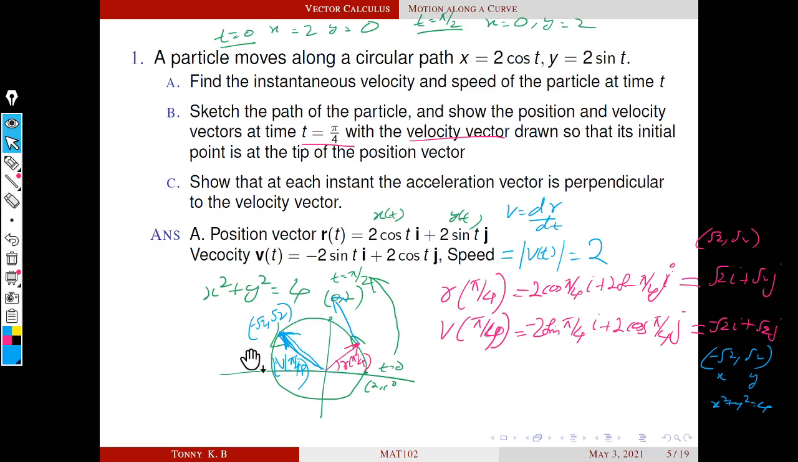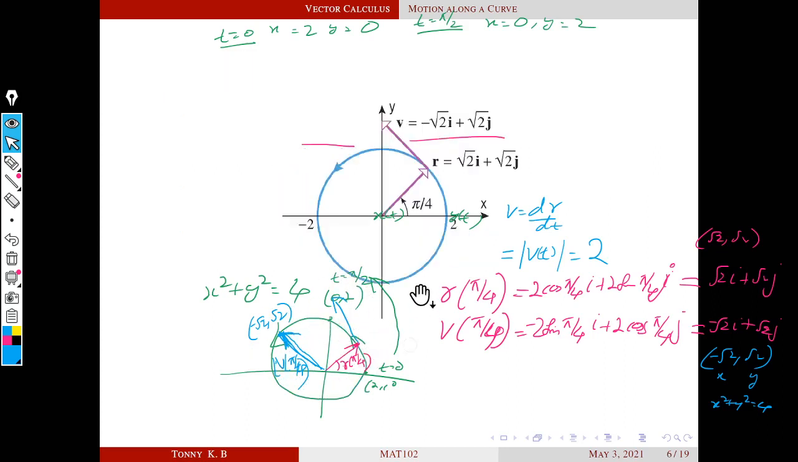Okay, I will show you the correct picture of this second part. This is the exact figure. The circular path is the trajectory. The anti-clockwise direction is the orientation of our curve. And this vector is the r of t at pi by 4, that is root 2 i plus root 2 j. And this is our velocity vector.